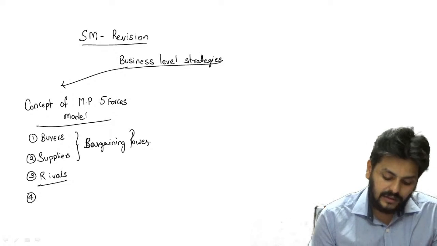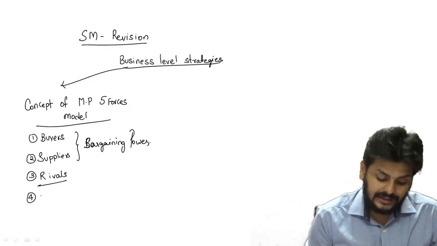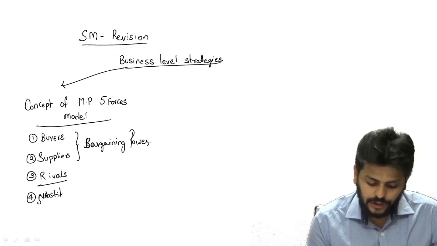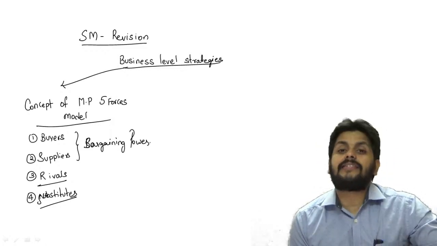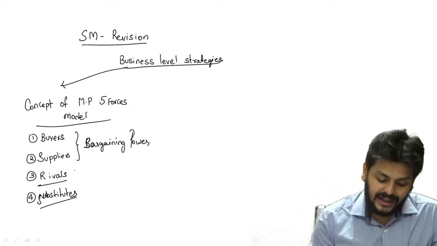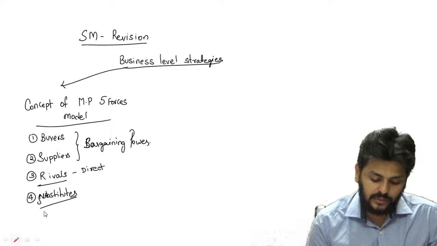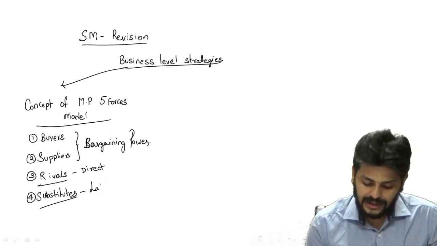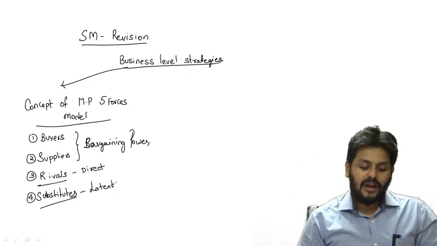Then we have a set of people who sell a different product, but it serves the same purpose, and that is called substitutes. They might not sell exactly the same product, but it's a different product serving the same purpose. That is also a source of competition. Rivals are a direct source of competition, while substitutes are what is called a latent source of competition. You don't say indirect, they're a latent source of competition.